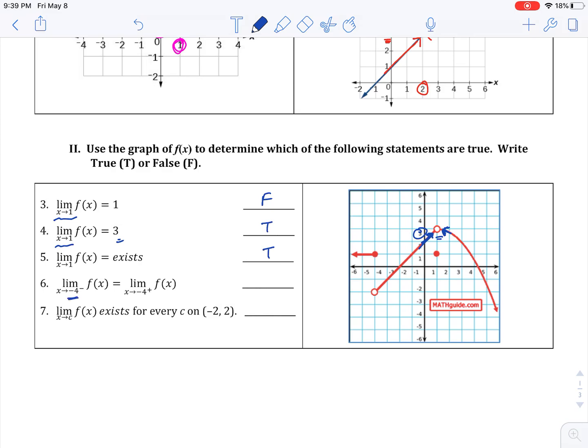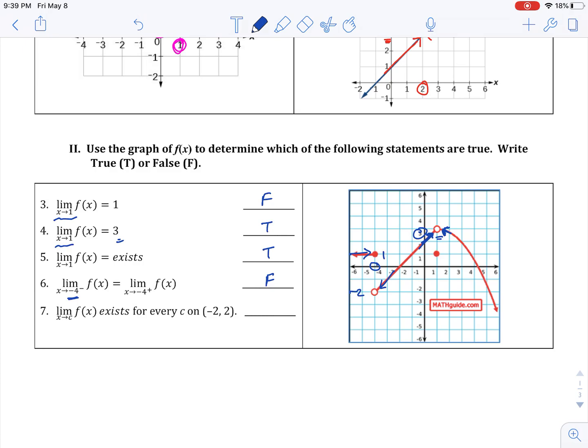All right, so now I'm looking at negative 4. So if I go over here to negative 4, it looks like as I approach from the negative side, I get a 1. And as I approach from the positive side, I get a negative 2. So therefore, they're not equal to each other, so I'm going to say that this is false.